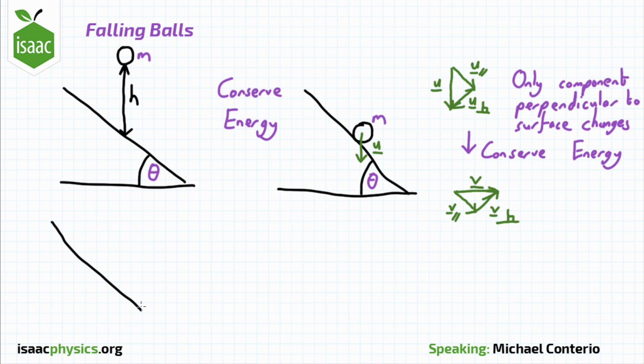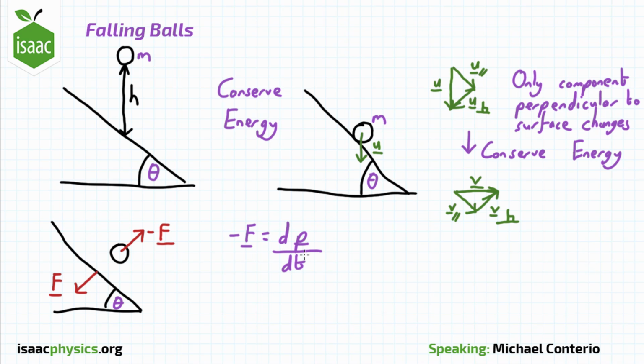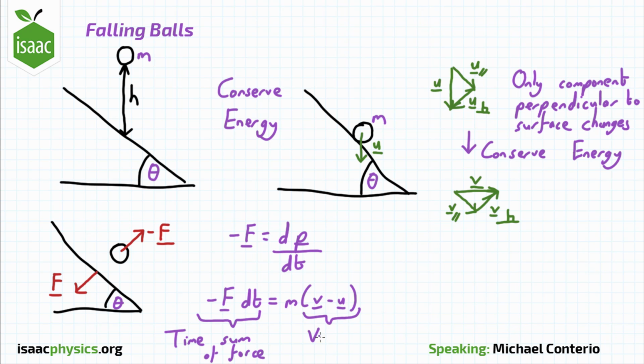In this question, we are trying to find the average force acting on the slope, so I have labelled the force of the ball on the slope as F and the force of the slope acting on the ball as minus F. We can then use Newton's second law on the ball to relate this to the change in momentum. Rearranging this, we can get the time sum of the force on the slope and relate that to the change in velocity of the ball, which is a vector addition. We can then work out the average force on the slope by taking this time sum and dividing it by the time between collisions, capital T.